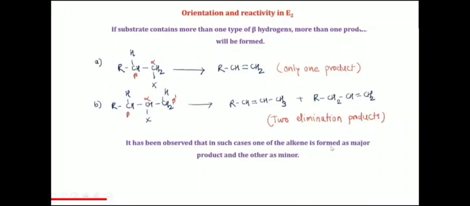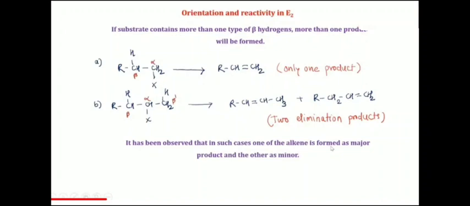We are going to discuss the orientation and reactivity of E2. Second order dehydrohalogenation proceeds by the E2 mechanism. If the substrate contains more than one type of beta hydrogen, more than one product will be formed. So look at the first reaction.